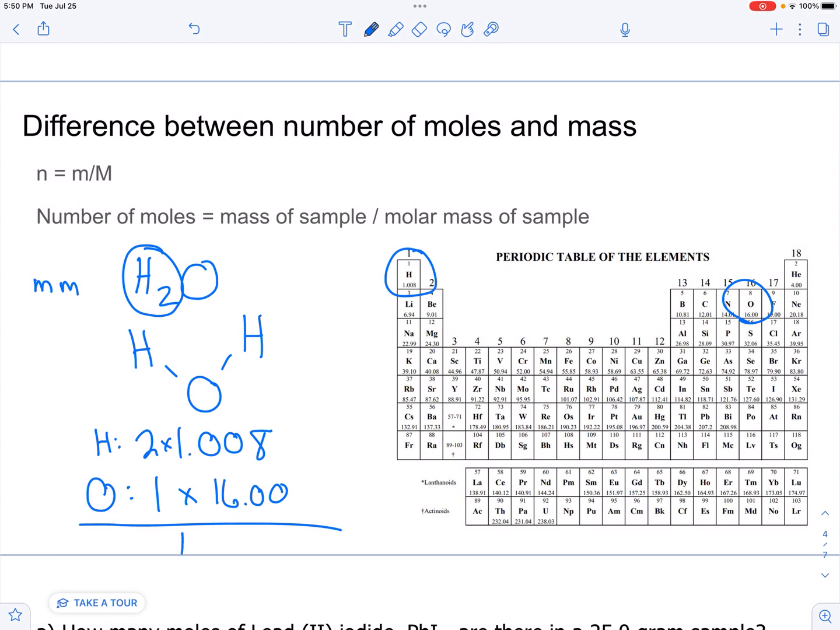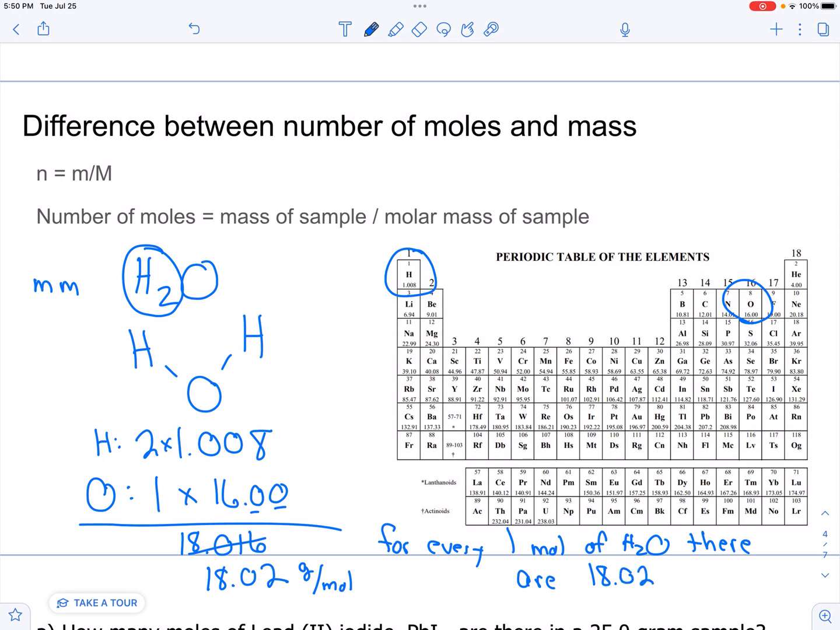So I plug this in and I get 18.016, but because of sig figs here, I'm going to round this to 18.02, and that is grams per mole. So what that means is for every 1 mole of H2O, there are 18.02 grams. Whenever you have something with that slash symbol, like grams per mole or grams per milliliter, it's really just a ratio of the grams and the moles in this case.